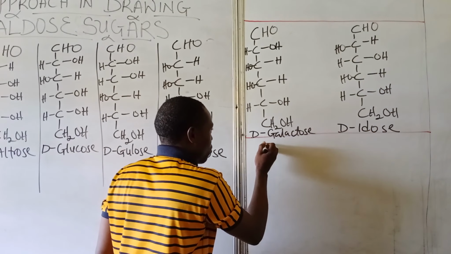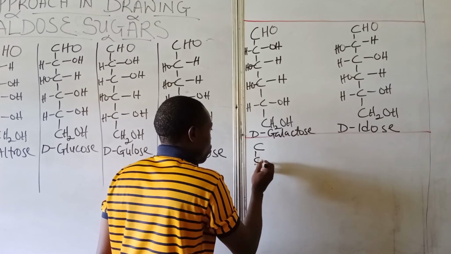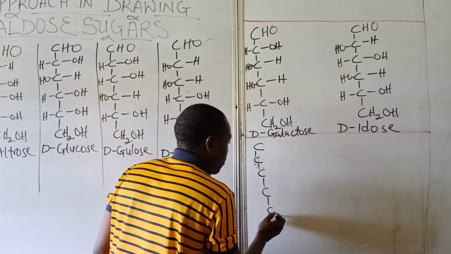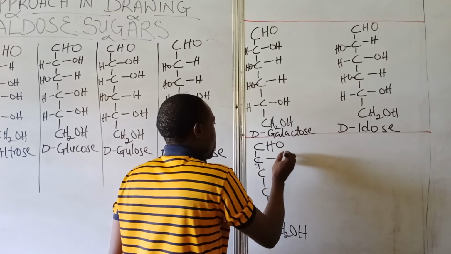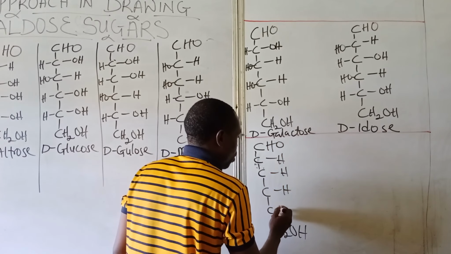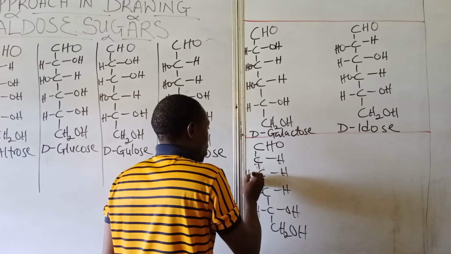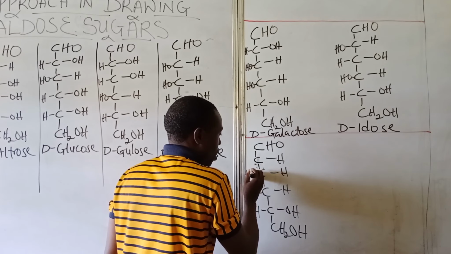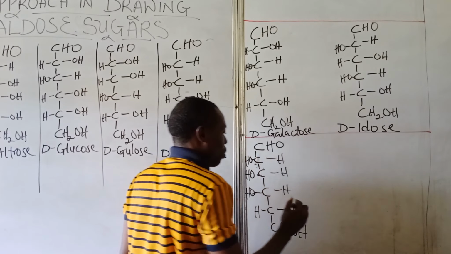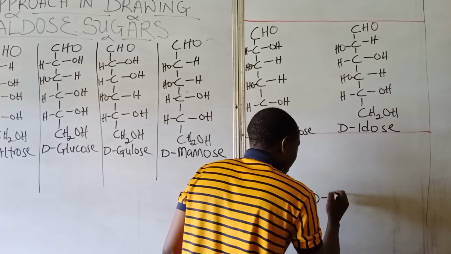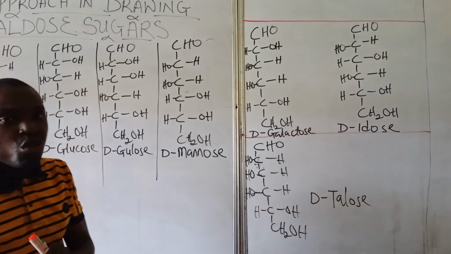So move straight down. This is 1. This is 2. Okay. 2, 3, 4, 5, then 6. The functional group H, H, H. Then the last chiral center. Okay. So this is what we call the D-talose. And that's a basic one that we must know here.